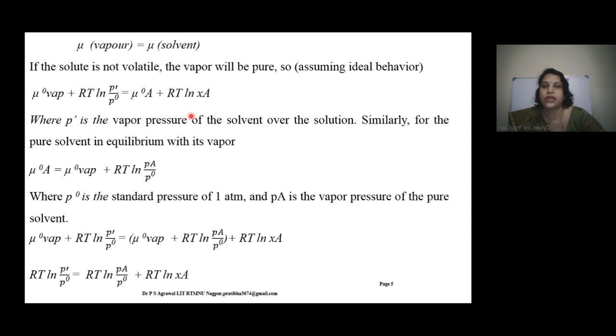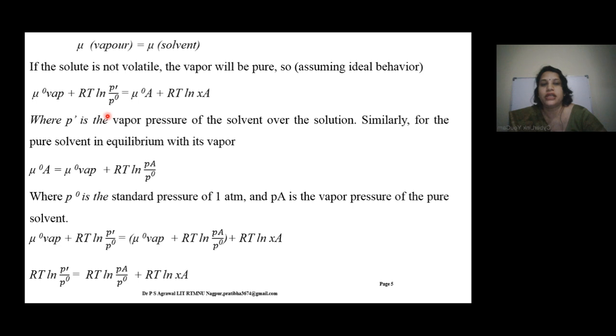You have studied this property in 12th also, but with chemical potential we will reach Raoult's law, and after that you know how to reach the molecular weight. But from this equilibrium of chemical potential, we will first reach Raoult's law. If the solute is not volatile, the vapor will be pure. So we can assume ideal behavior, and we can use the equation here, where this P dash is nothing but the vapor pressure of the solvent over the solution.